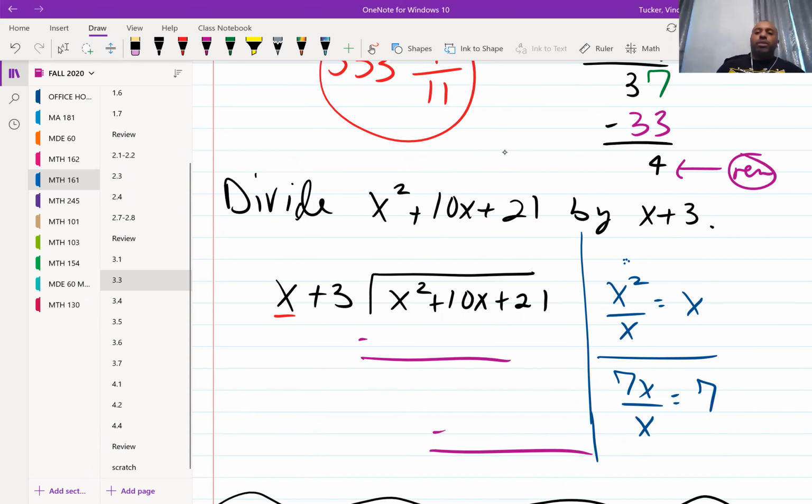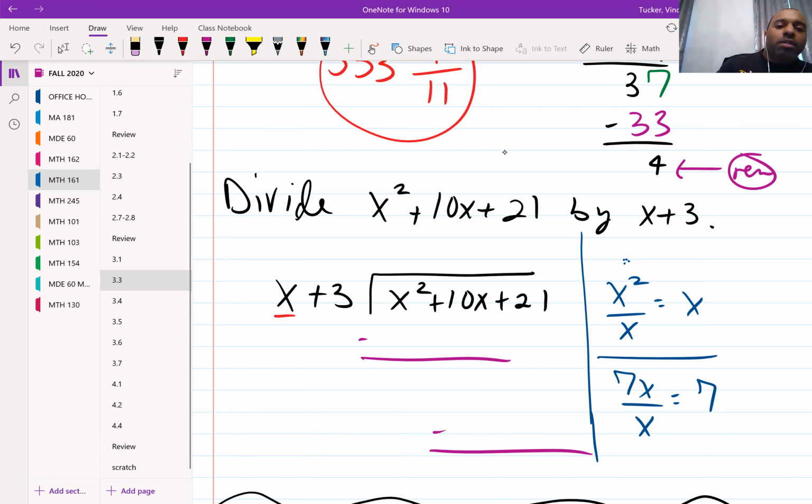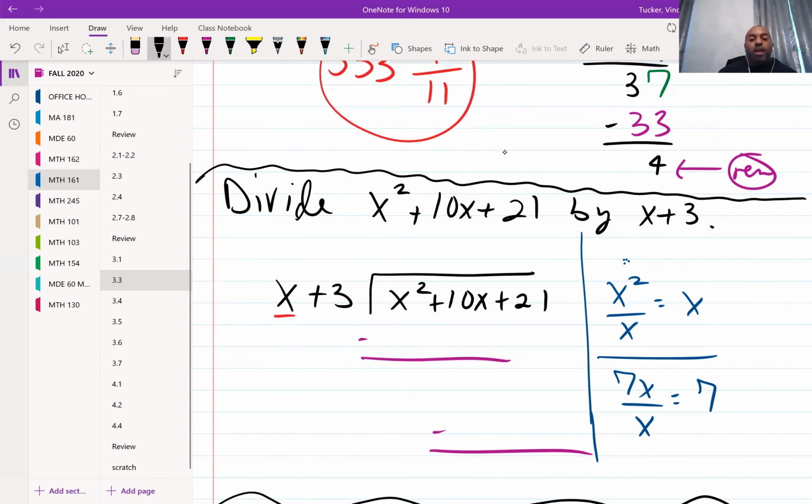All right, so we want to divide, and I can put this right here, separate that. We want to divide x squared plus 10x plus 21 by x plus 3. Just like when we had the 11, you take the divisor, put it on the outside, and the dividend on the inside of your division bar. So that's your setup. Now we're going to compare the first terms in each, x and x squared.